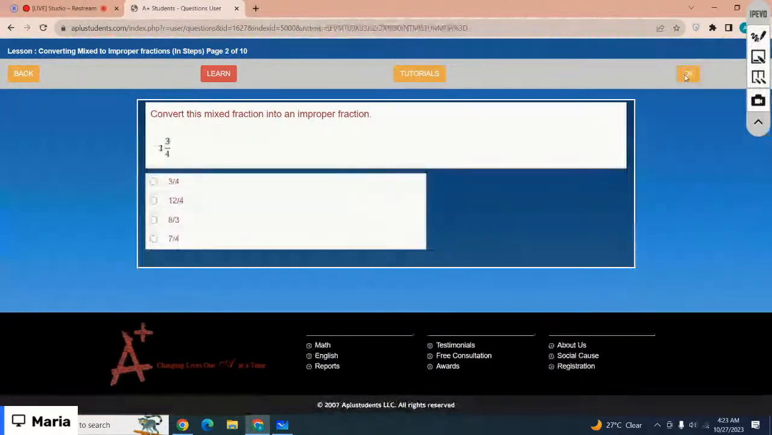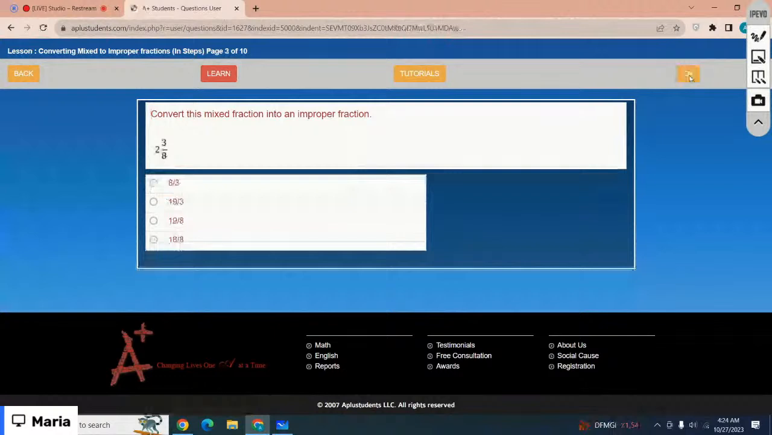Okay, convert the mixed fraction into improper. So which is the correct option? Yes, you need to do 4 times 1, and you have to add 3. So 4 times 1 is 4, and 3 more is 7. It is 7 over 4.